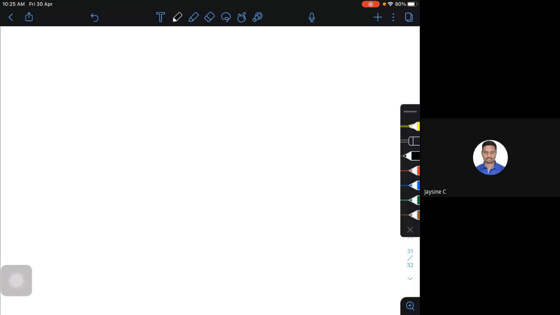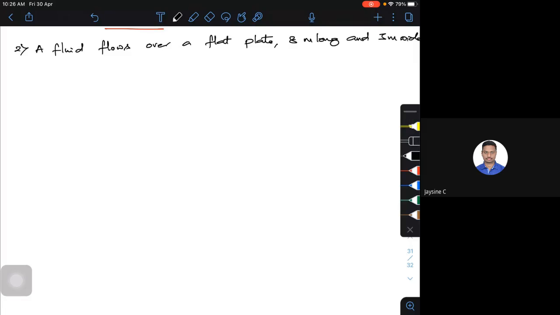The second problem, let me take it. A fluid flows over a flat plate which is 8 meters long and 3 meters wide. So the fluid flowing is water.